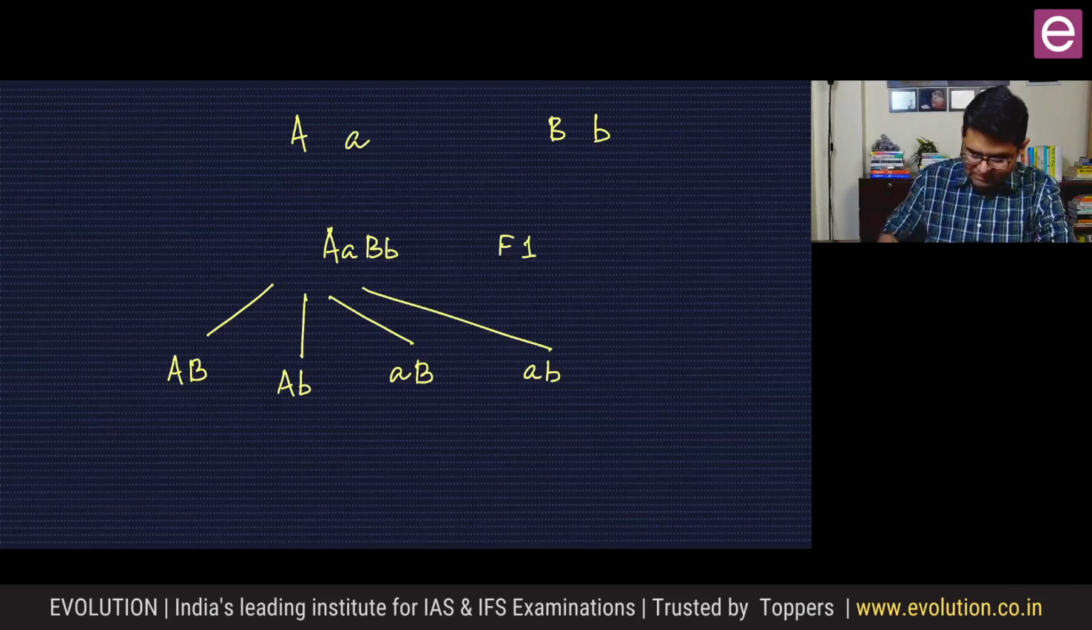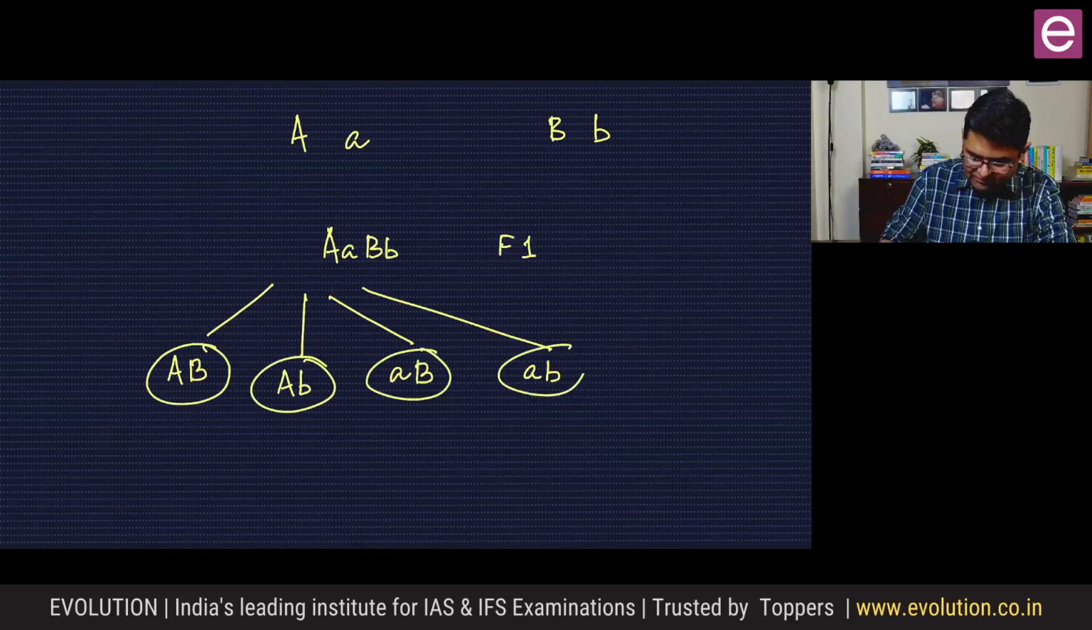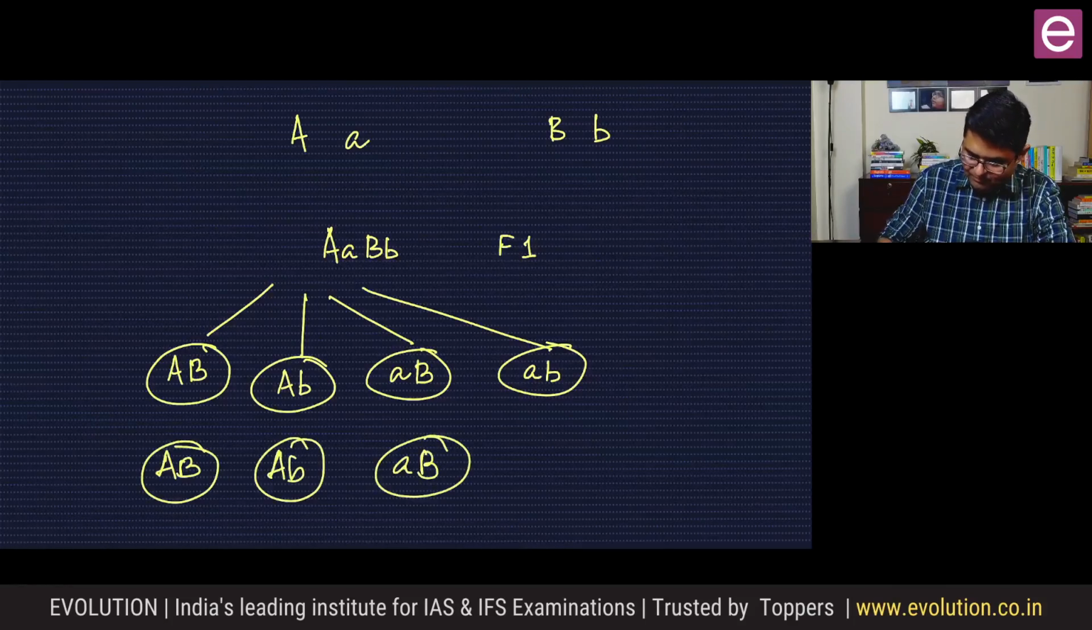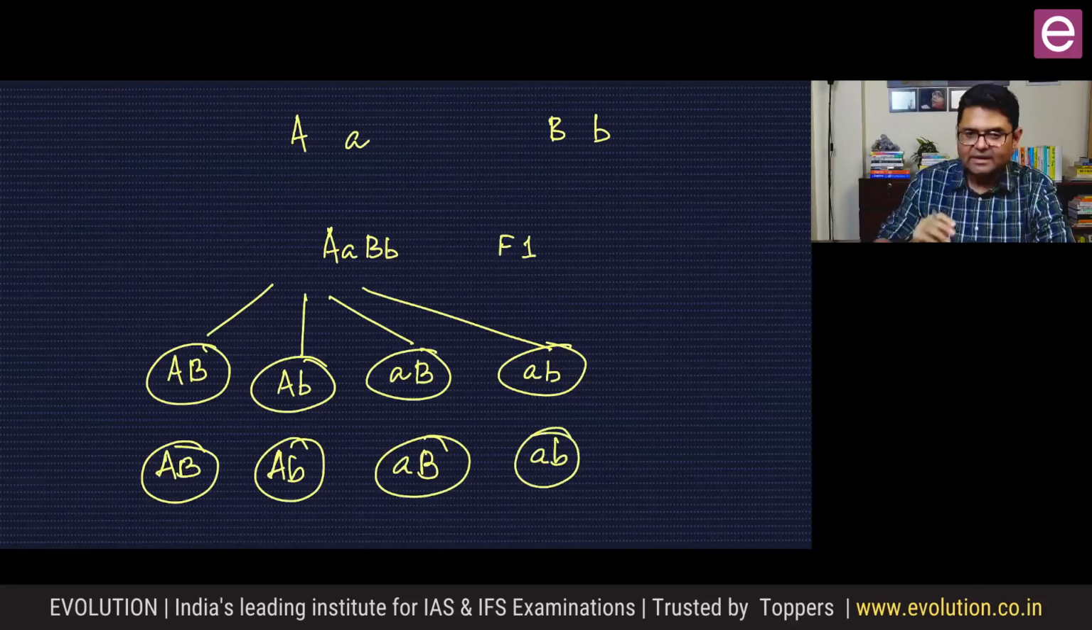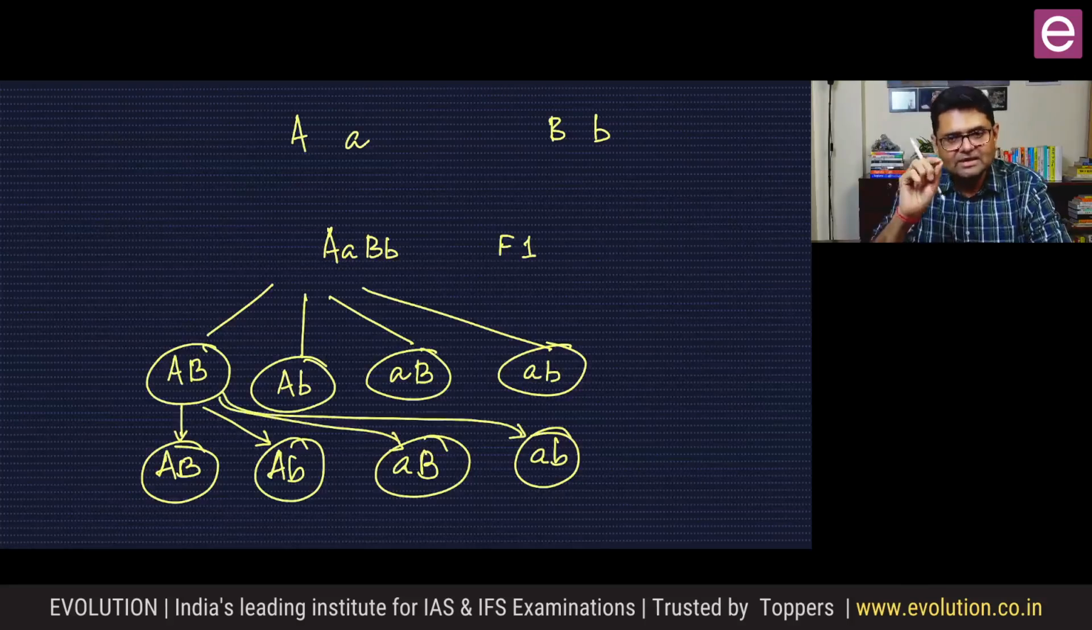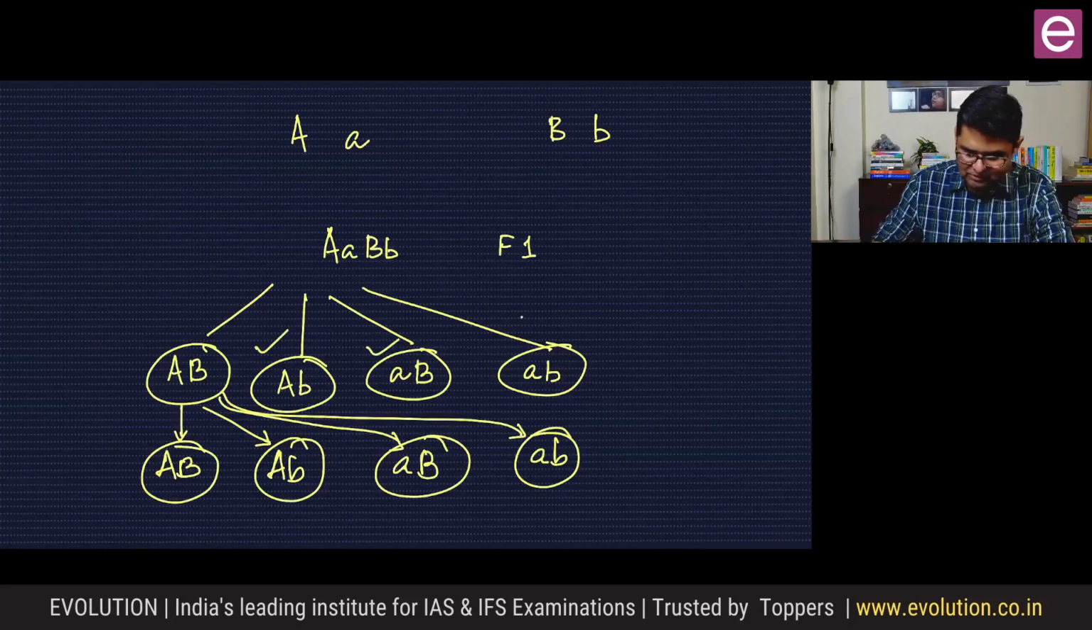And when these 4 sets of gametes meet another such 4 gametes from the female parent, then any combination is possible. What do I mean? This AB can fuse with this one; if it doesn't fuse with this, it will fuse with that one, and if not with that, then with another. And the same applies to this one also, this one also, and this one also.